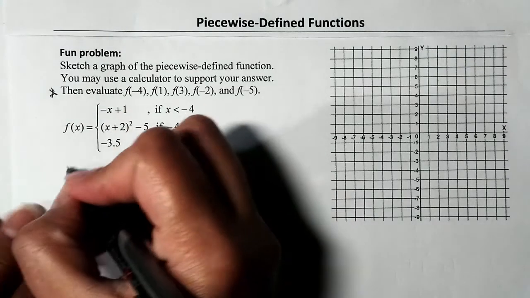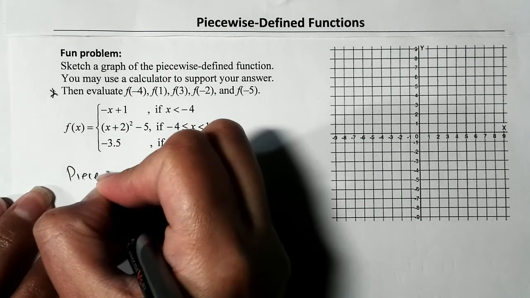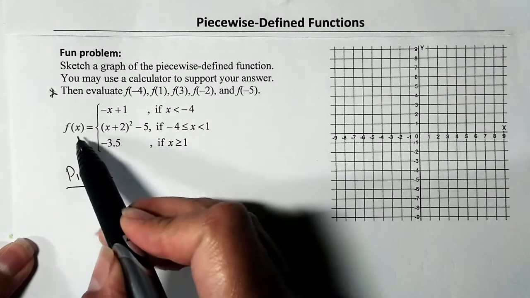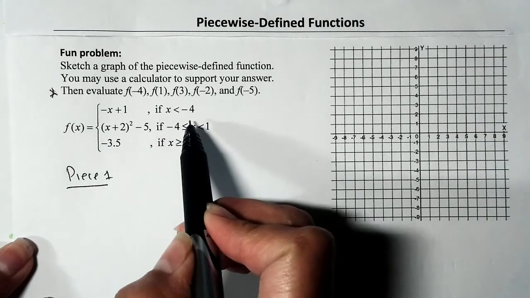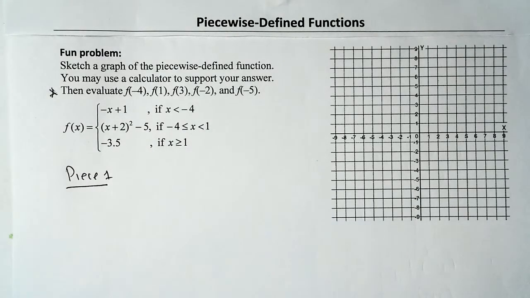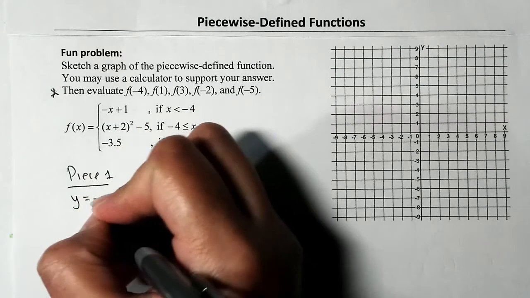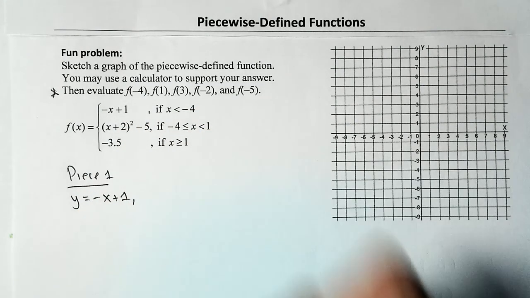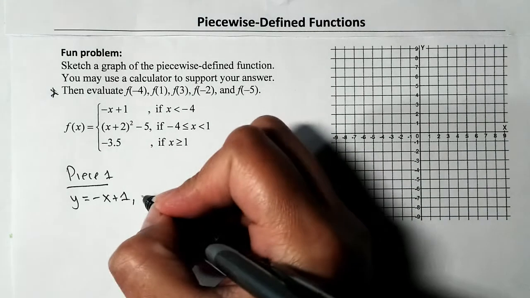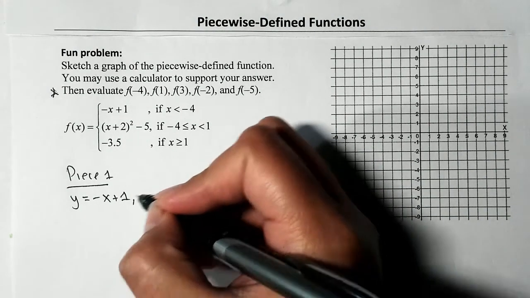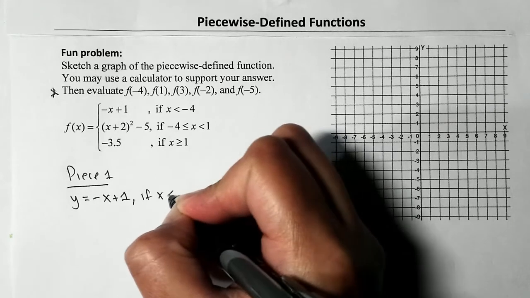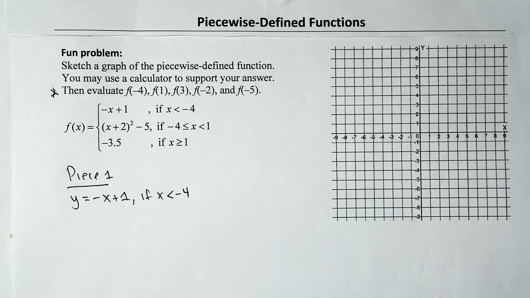So the first piece, piece 1, is defined by f of x equals this for this domain. But again, we're going to take a small pause on function notation. We'll just replace it with y. So piece 1 is defined by y equals -x plus 1, and we have to pay attention to the domain. This piece equals -x plus 1 if x is less than -4. So for all values under -4, we're going to go ahead and use this piece.